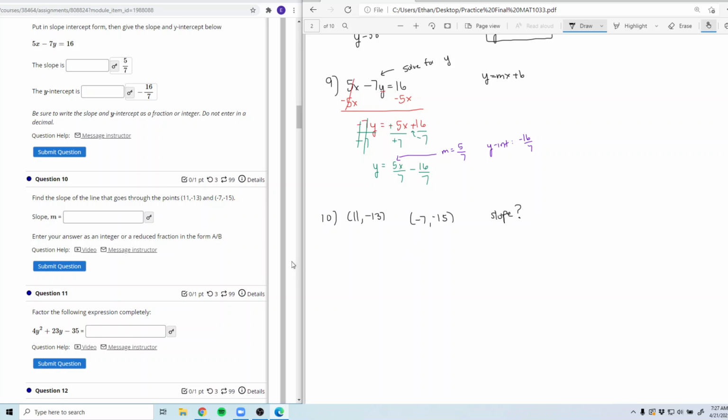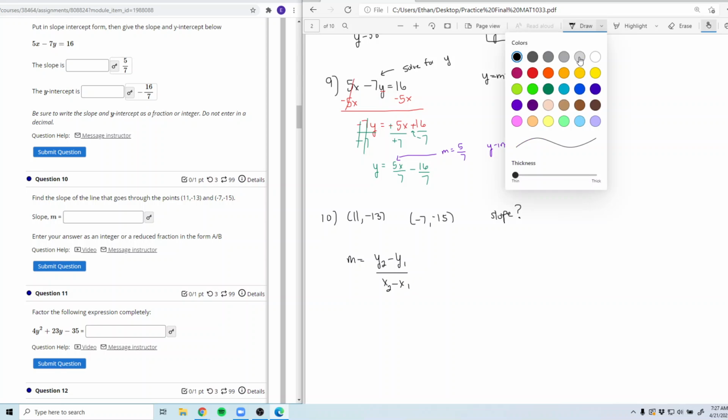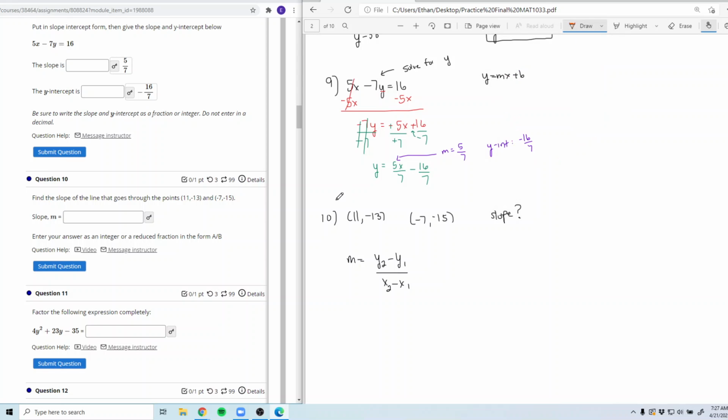All right, so remember what the slope is. We have a formula that you have to memorize. m is y2 minus y1 over x2 minus x1. And if you go ahead and just label your points up here, it makes it a lot easier to keep track of. You can say 11 is x1, and then the corresponding negative 13 is y1. And then we have x2 for negative 7 and y2 for negative 15.